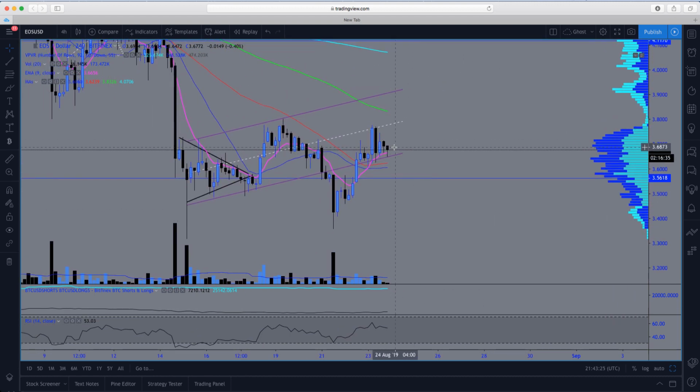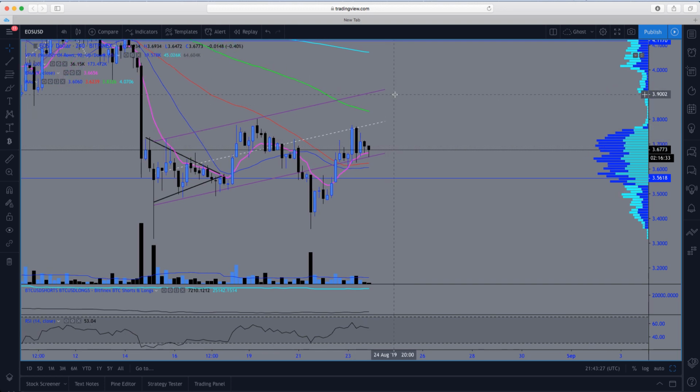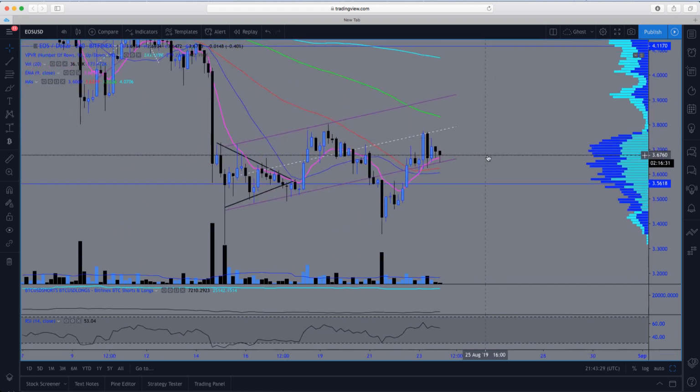I mean, this candle's looking good. Could very well take us to the top of that channel. Again, I'm going to be monitoring tonight.